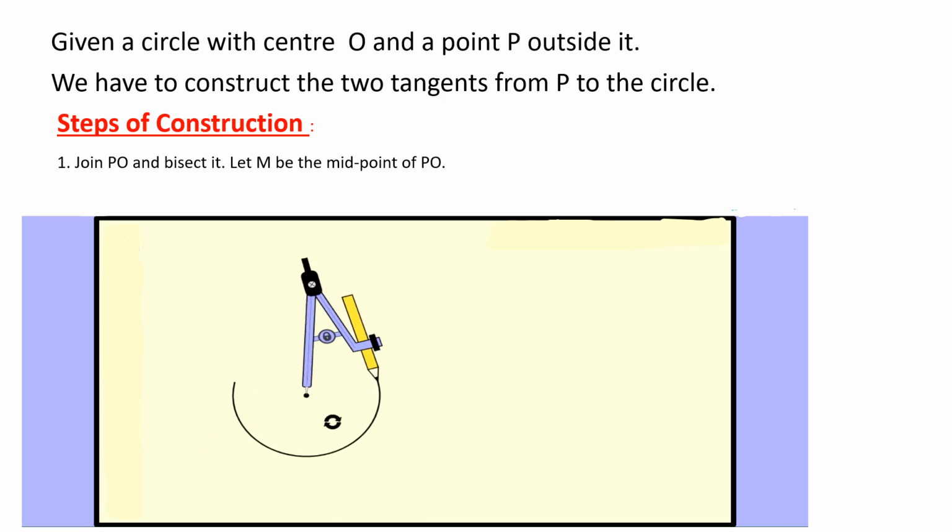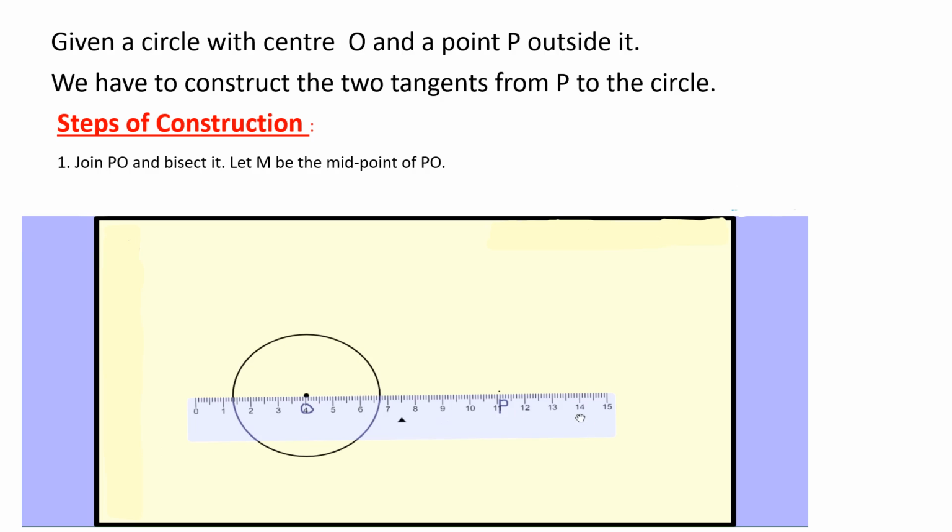Drawing a circle with center O using a compass with the given measurement of the radius. So here I have taken a random measurement just to show how to do the process. And taking the point P outside, anywhere outside the circle. Take the point as P. Now the first step is you will join PO and bisect it.